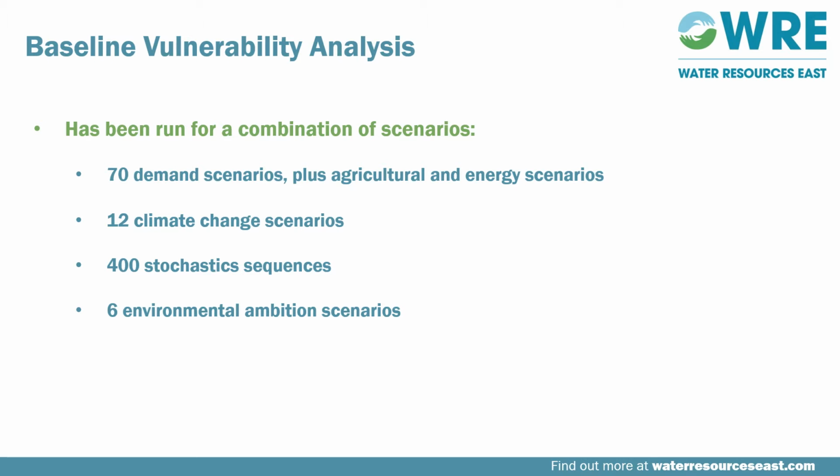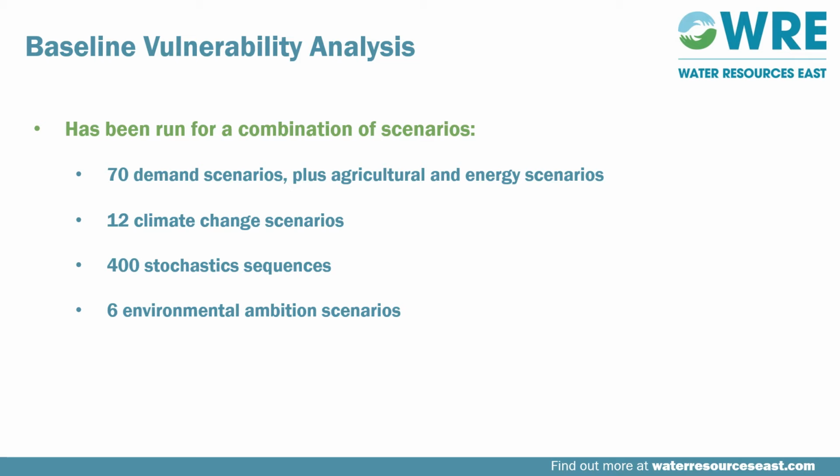Firstly, a very large number of scenarios are used in the baseline vulnerability assessment. This assessment is designed to explore the range of uncertainties and the impact these have on our water resources system. Public water supply demand scenarios combine different levels of population growth and demand management, whilst we use agricultural demand scenarios developed by Cranfield University and energy demand scenarios developed by the Joint Environment Programme of Energy UK. We also use climate change scenarios from the UK Climate Projections 2018.